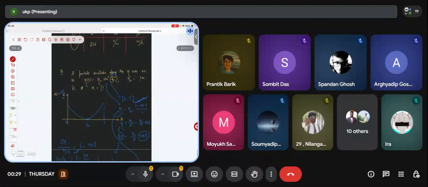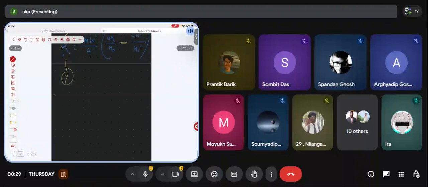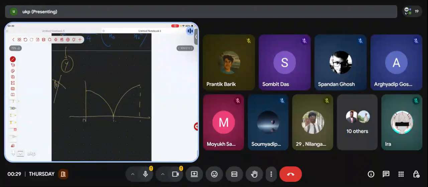Was this a downward parabola? No. So this is not the option. Clear? Option B was something like this. Is this a parabola? No sir, it's not a parabola. This is also not the option.